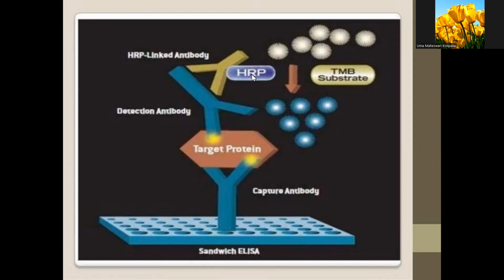Whenever we add the substrate, it gets converted to the product that will produce some amount of light, which we can detect with the help of chemiluminescence detectors, or sometimes the product will be a colored product. So by looking at the color change, we can come to know.